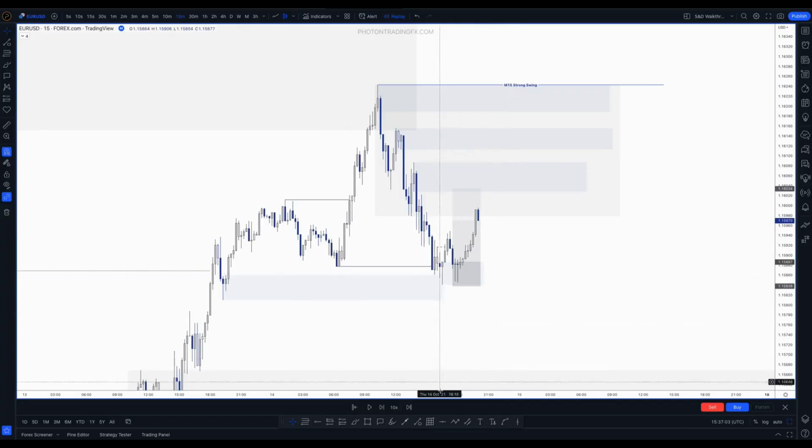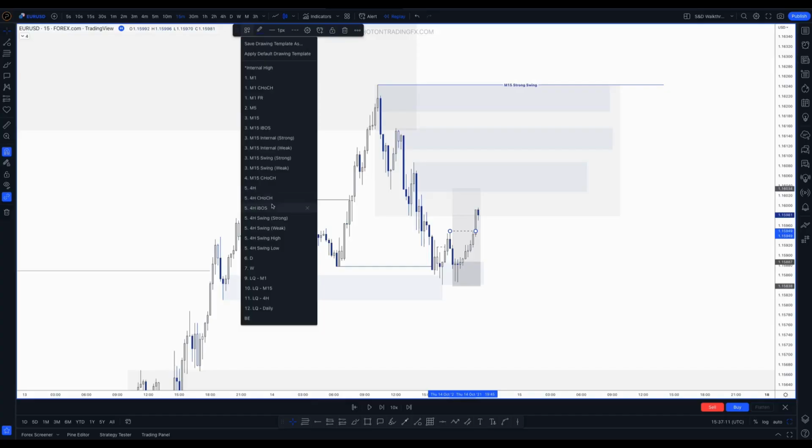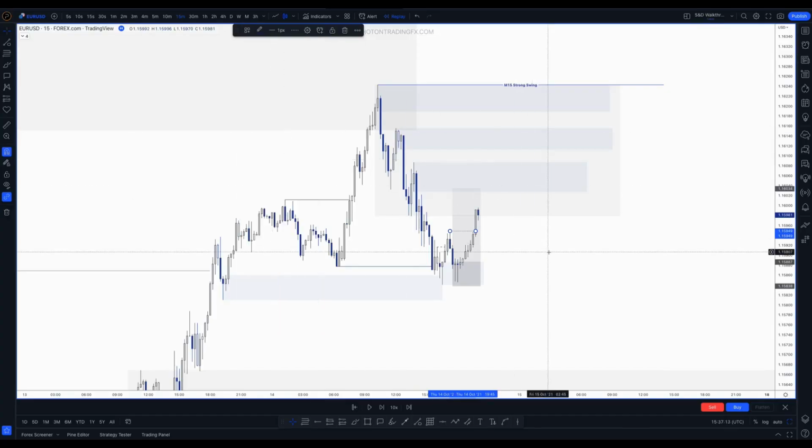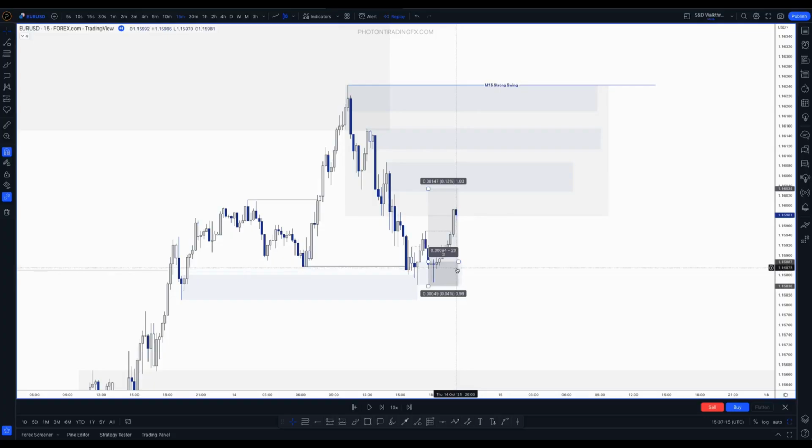So we're in this movement. We've now had a bit more of an internal structure shift, okay? A bit more of an IBOS so we can see clearer internal structure building. Let's give it that M15 IBOS, right? So again, I'm just going to rein this in, hit that zone.